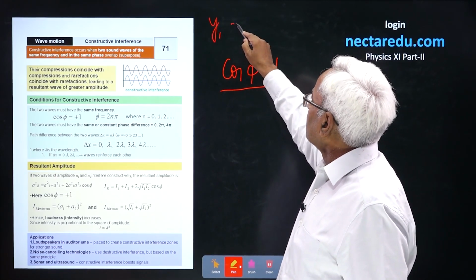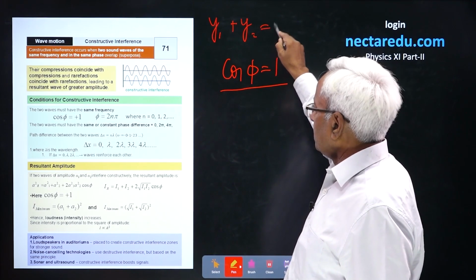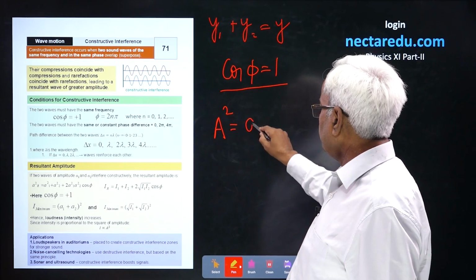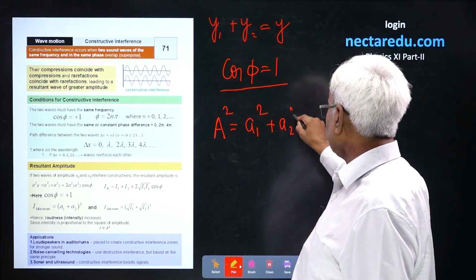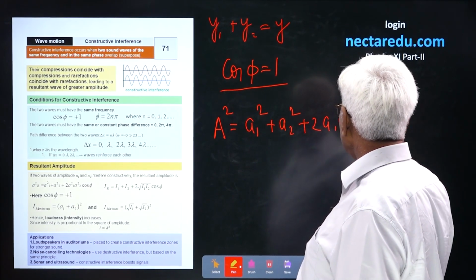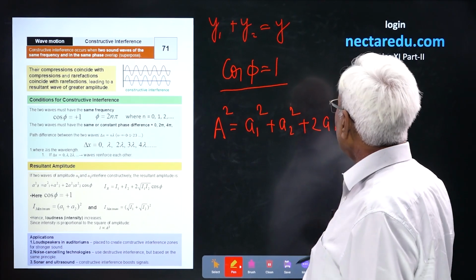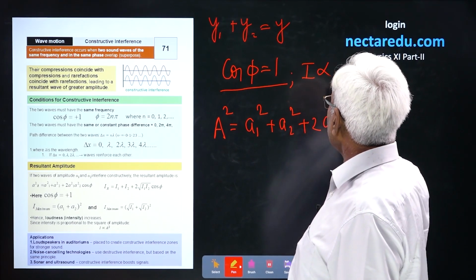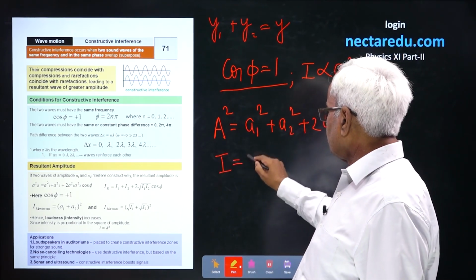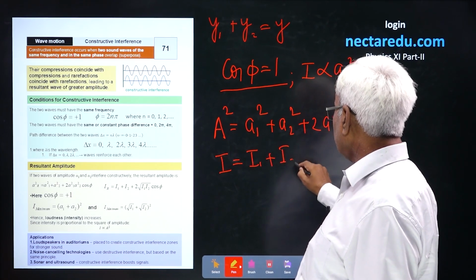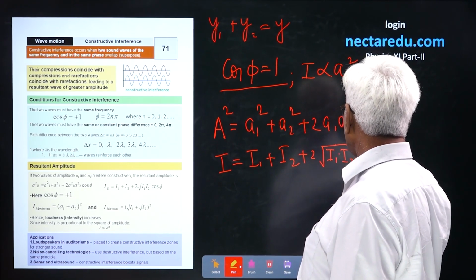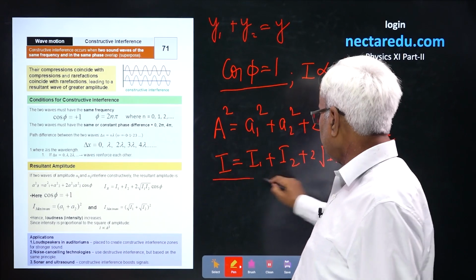By using the relation y1 plus y2 equals y, if we calculate, finally we will find the formula for amplitude like this. Using the phasor diagram, the final result for the resultant amplitude is this one. One more thing, intensity is directly proportional to the square of the amplitude. If you want to write this relation in terms of intensity, it is I1 plus I2 plus 2 root I1 I2 cos phi. So, for amplitude and for intensity, both have this relation.